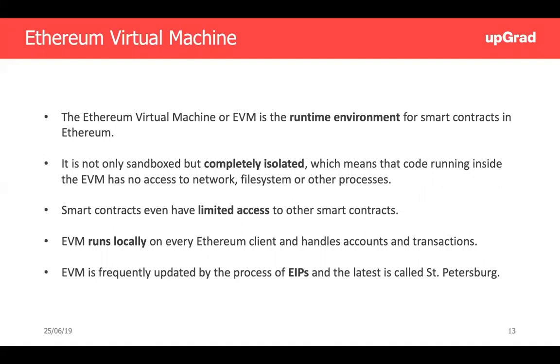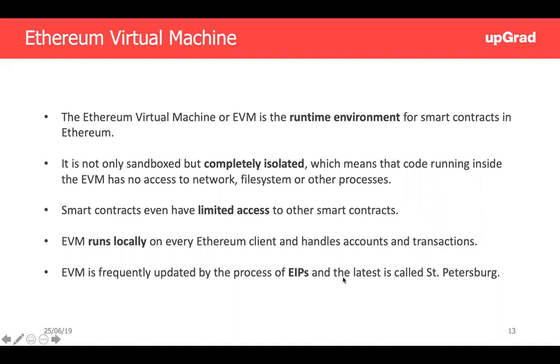They also have limited access to other smart contracts. Every smart contract is able to access everything inside of its own code, but there is some level of access available to other smart contracts. But it's limited, and we will talk about what level of access is available for a smart contract to contact or get details from other smart contracts.